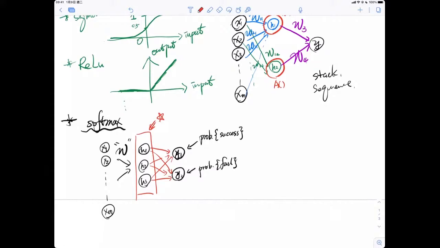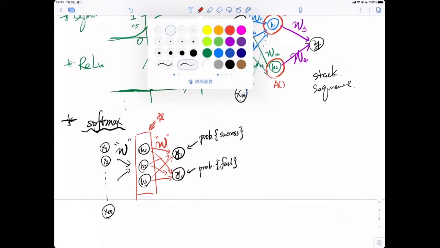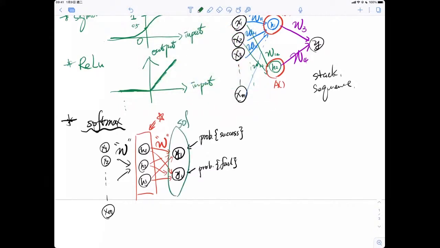Of course, there are different weights right here. This weight will be the weight to calculate Y1 and Y2. But there is a constraint that the sum of the probabilities should be 1, right? So we will use a softmax right here. The softmax will guarantee that the sum of the output values is 1. That is quite easy.